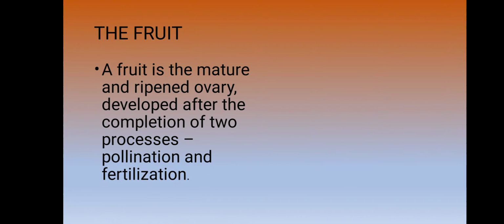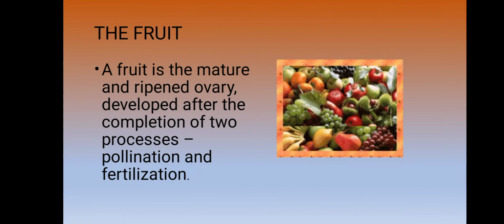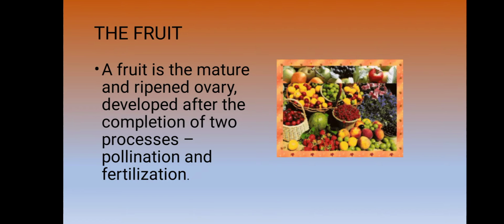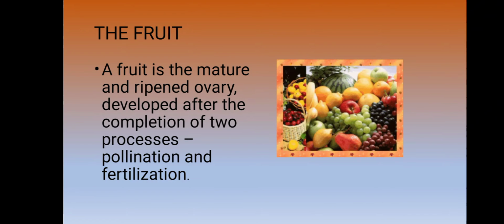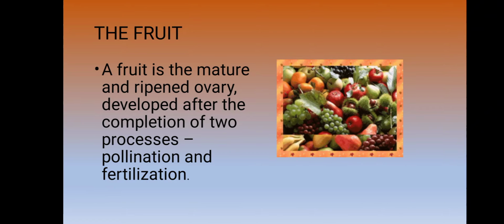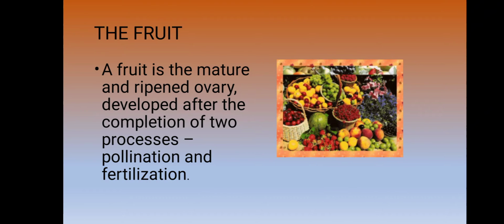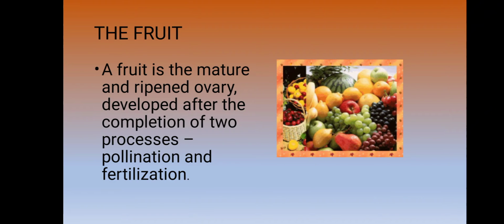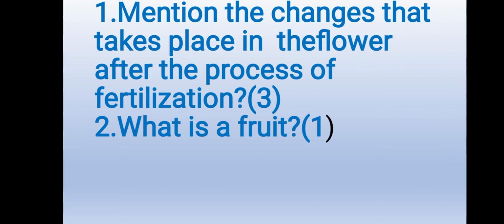Next is fruit. A fruit is the mature and ripened ovary developed after the completion of two processes, that is pollination and fertilization. So class, today's assignment would be to mention the changes that take place in the flower after the process of fertilization and what is a fruit.